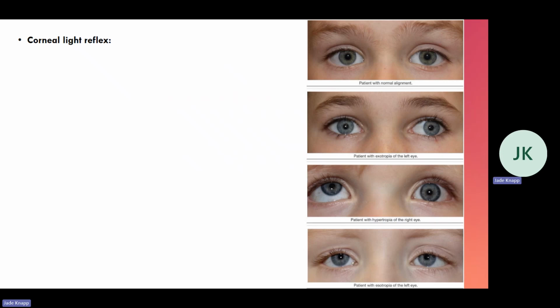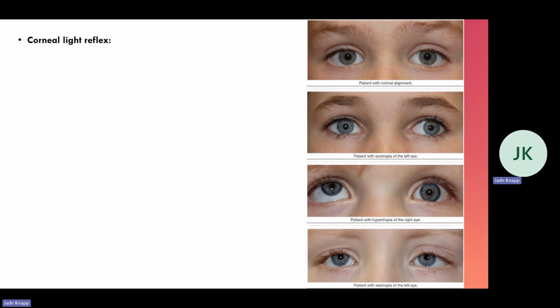Here's another part of the assessment, which is a corneal light reflex. This is a way of checking whether both eyes are aligned, right? And what you're looking for is the reflection of the torch or ophthalmoscope. This should really be torch, probably more useful. And what you're looking for is that it's in a similar position within the pupil.